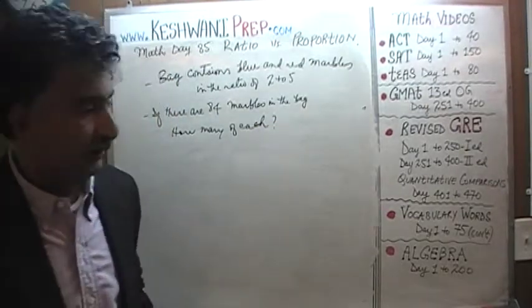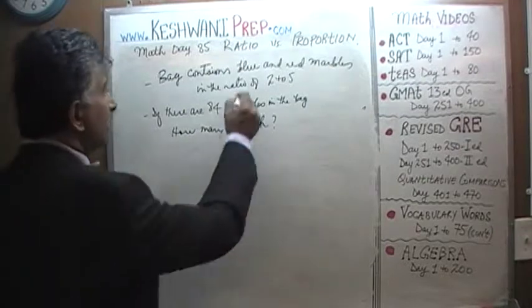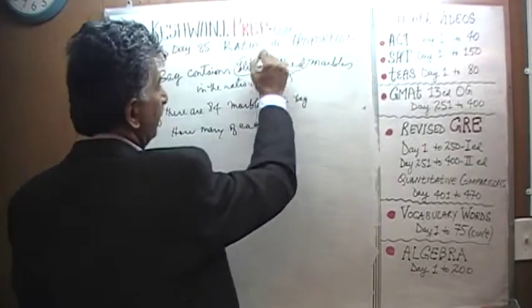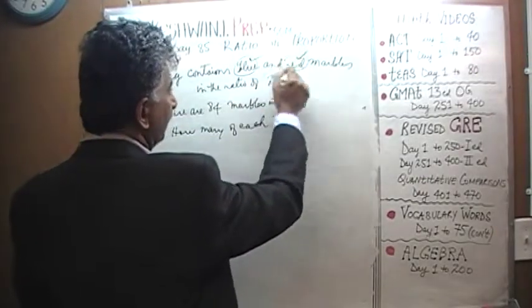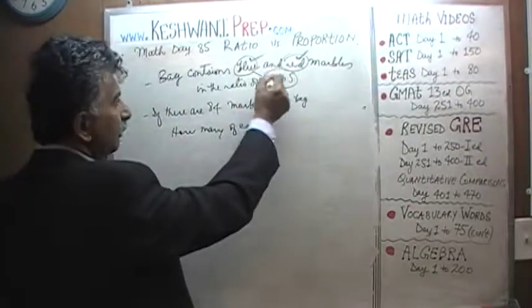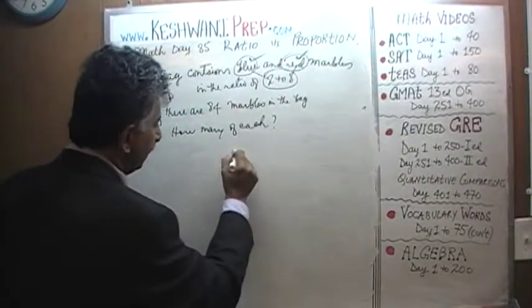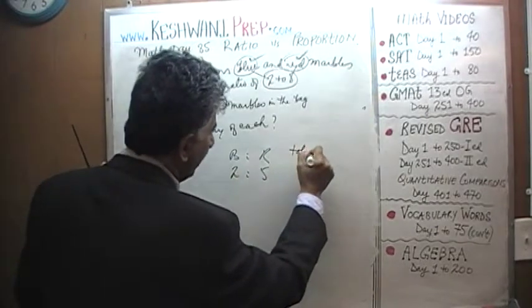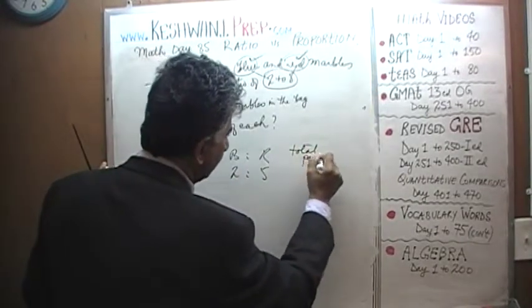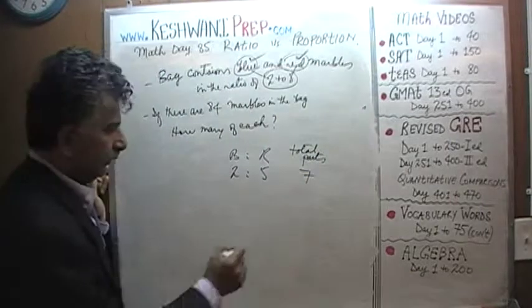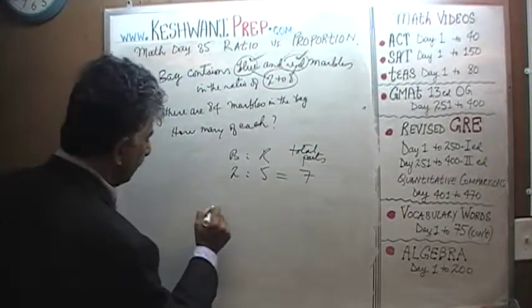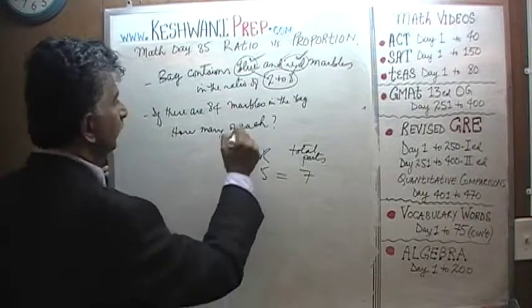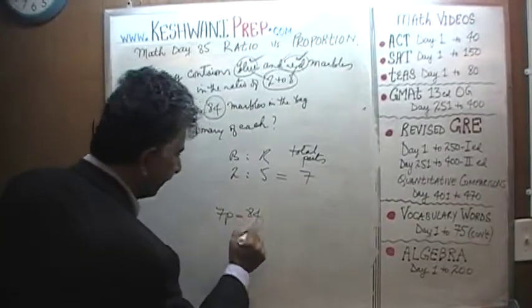They have the same difficulty level. We have blue marbles and red marbles. This is the part you have to pay attention to, make sure which one comes first, because that's what the numbers are related to. So the blue are 2 parts, red are 5 parts. Blue and red are in the ratio of 2 to 5, which means the total parts that we have are 7. There are 7 total parts, and we are told that 7 parts are equal to how many? 84. 7 parts equal 84.